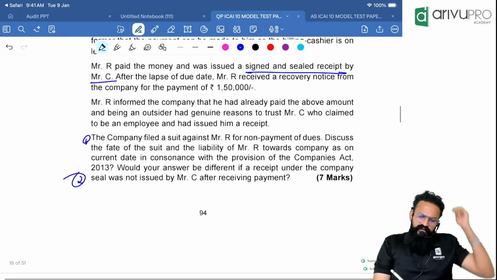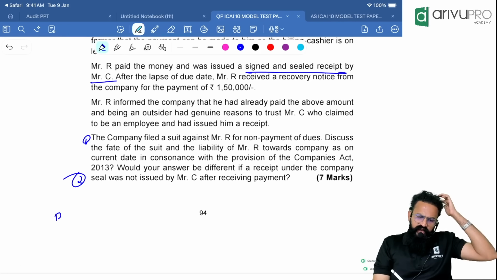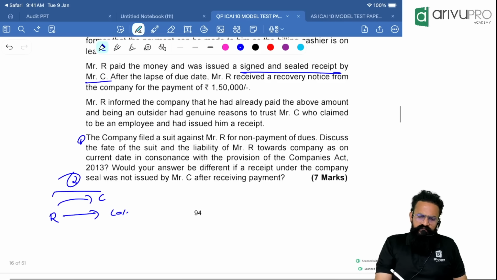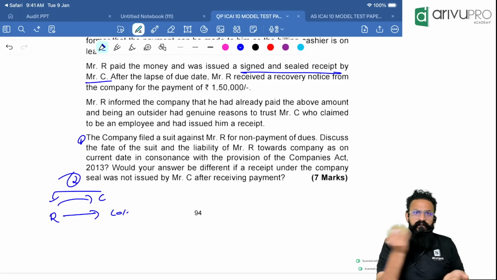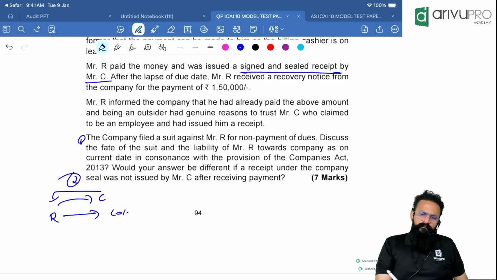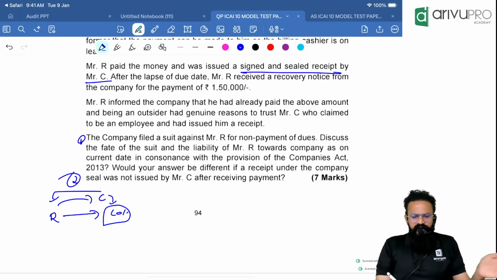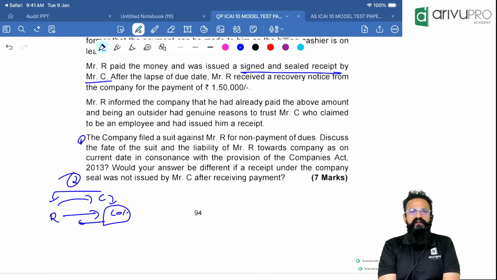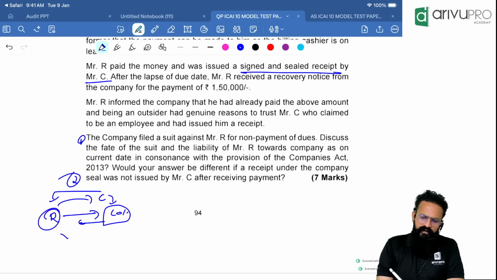So what has happened? There is a person, let us imagine R, he had to pay some money to the company. When he went, that day the relevant person was not there. There was one more person called C. He has paid money to C. C has also given him a receipt under the company seal. Now the company, after coming back, C has not deposited that money to the company. The company, after some days, sent a notice to R. Why have you not paid the money and you are liable now to pay the money to the company? The question is, is R liable?